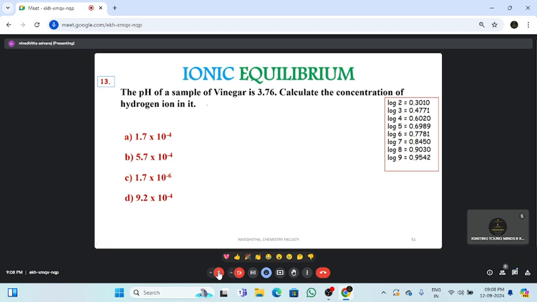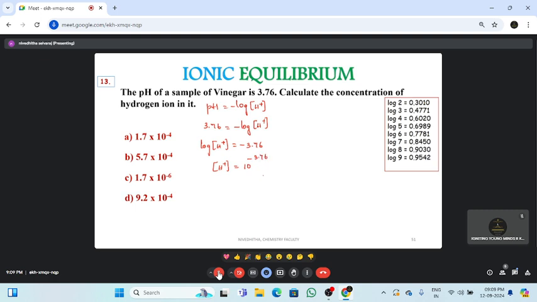So pH is equal to minus log of H plus ion concentration. What is pH? 3.76, which is equal to minus log H plus ion concentration. So throughout I'm going to multiply it with minus. So log of H plus ion concentration is equal to minus 3.76. So what is H plus ion concentration? I have to bring this log to the right hand side. So it can be 10 power minus 3.76.